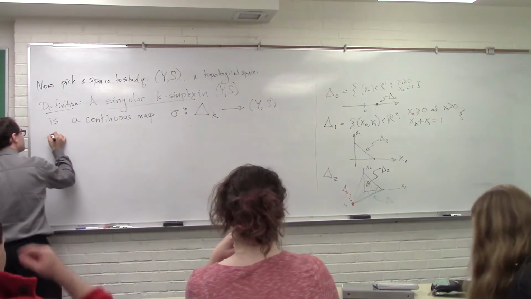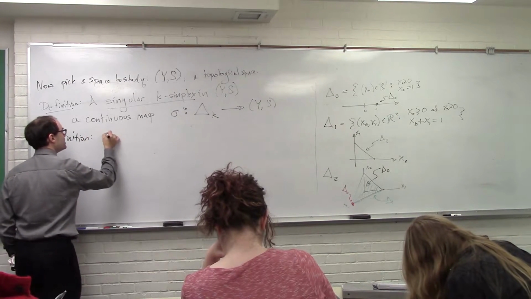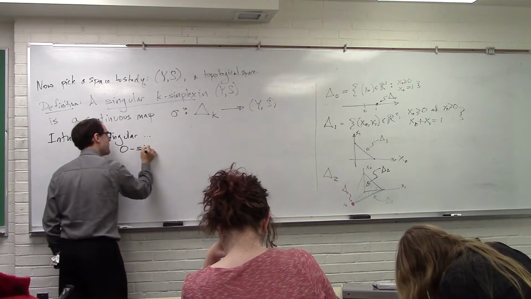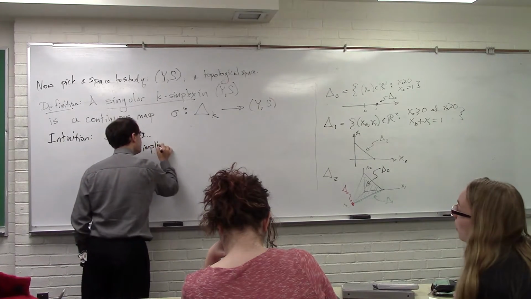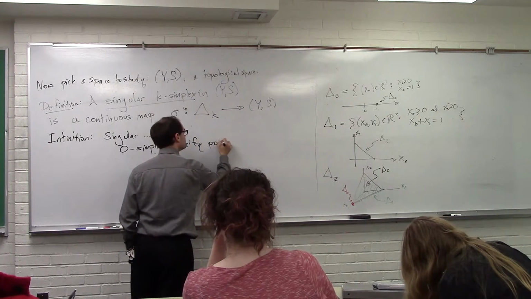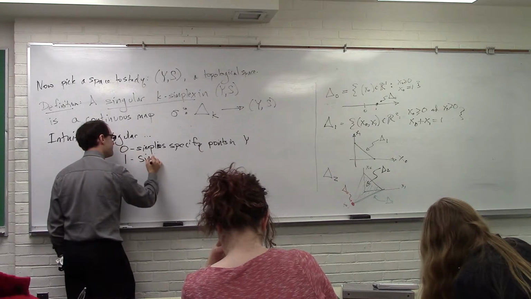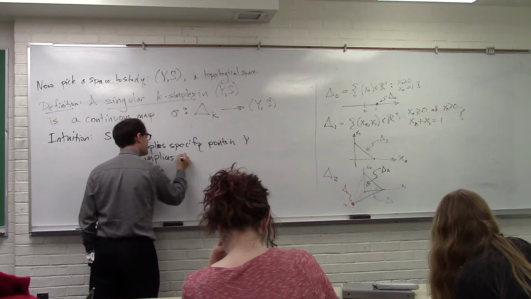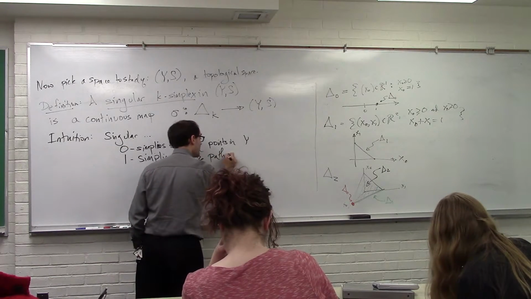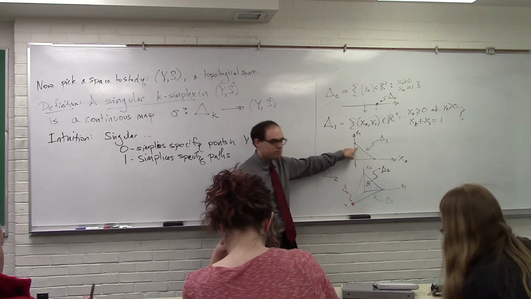So, intuition. Singular 0-simplices specify points. 1-simplices specify paths. They have a definite start and end point and some continuous path in between.